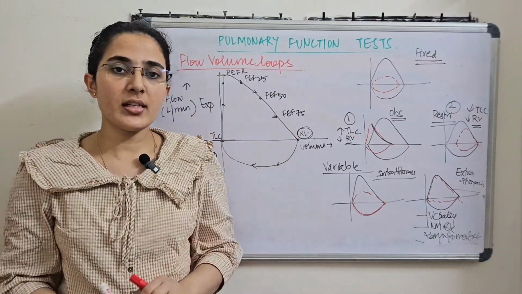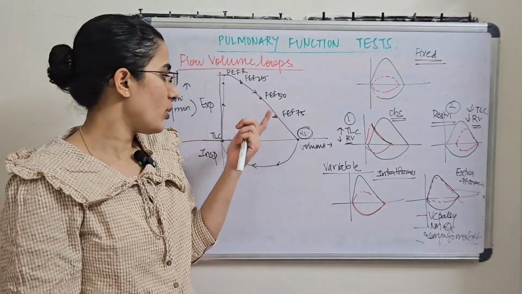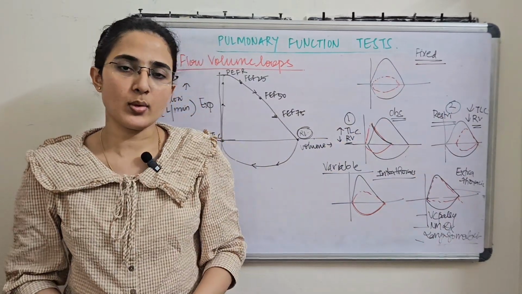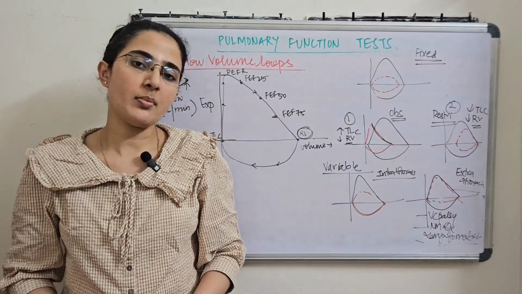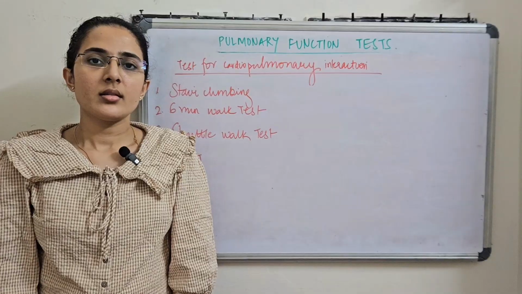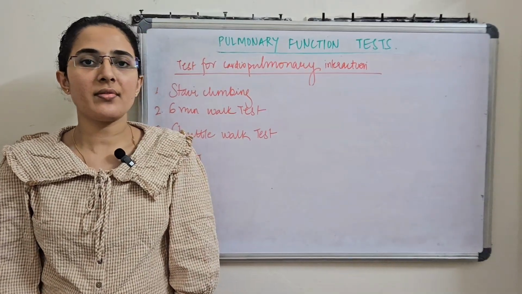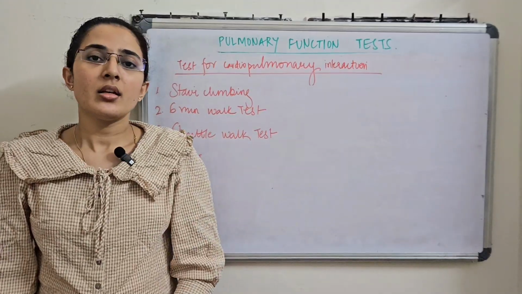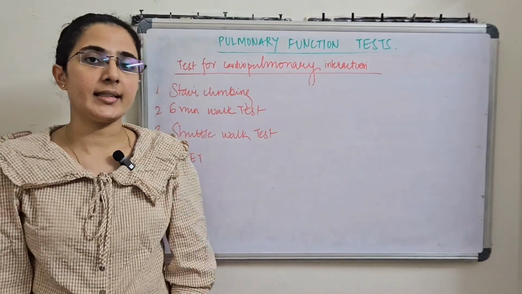So here we have briefly discussed what a flow volume loop is and what the various basic types of flow volume loops are which we may encounter in the PFTs. Coming to the last portion, we will see the tests for the cardiopulmonary interaction. First comes the stair climbing test.